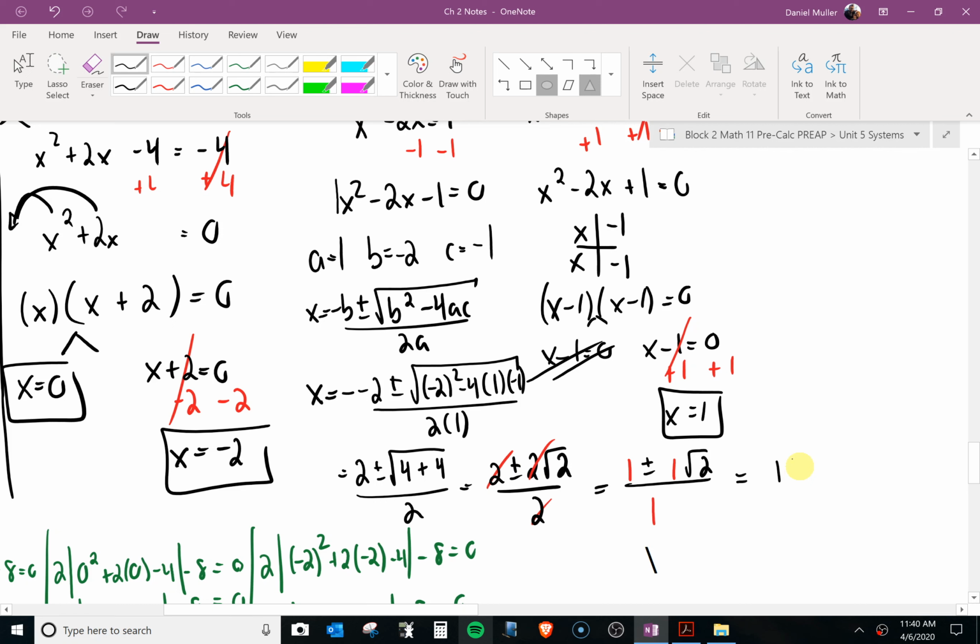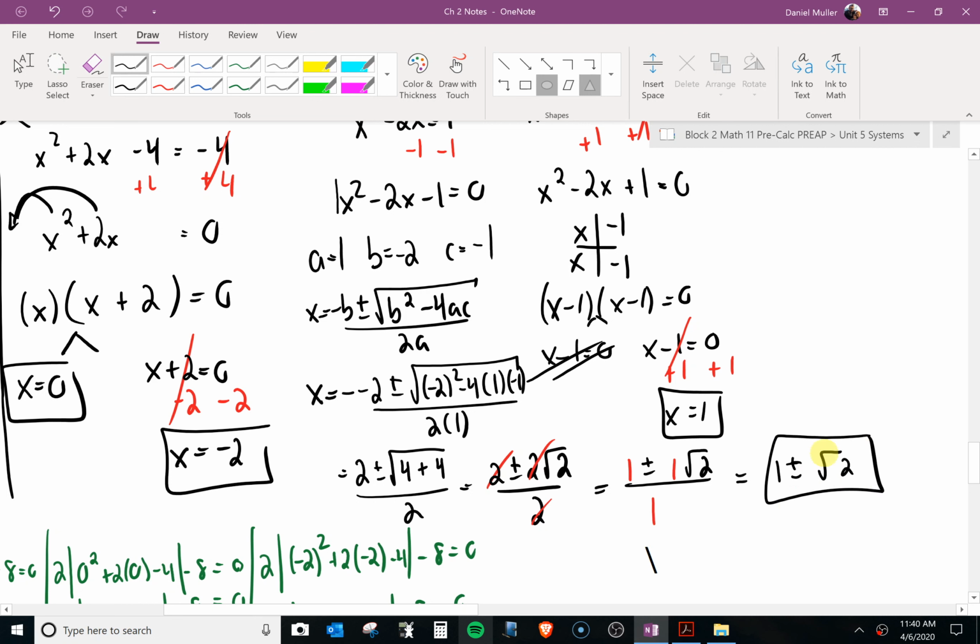So I don't need to write divide by 1, so I can just have 1 plus or minus the square root, or sorry, 1 square root 2. You don't need to write over 1. In fact, you don't even need to have this 1 that's out in front right here. This is 1 times root 2, and you don't need to times by 1. So this is the nicest answer.